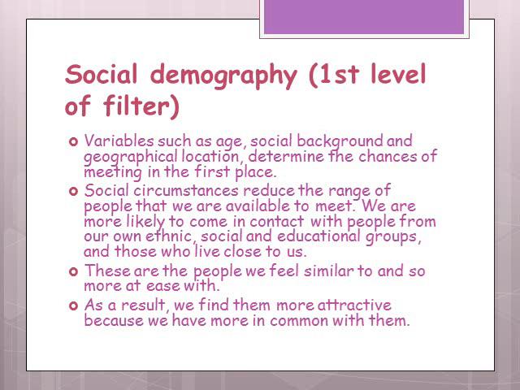So social demography is the first level of filter. Variables such as age, social background, geographical location determine who we are likely to meet in the first place. Social circumstances reduce the range of people that we are available to meet. We are more likely to come in contact with people from our own ethnic, social and educational groups and those who live close to us. Also, because these are the people we feel similar to, we are more at ease with them, therefore we find them more attractive to begin with.